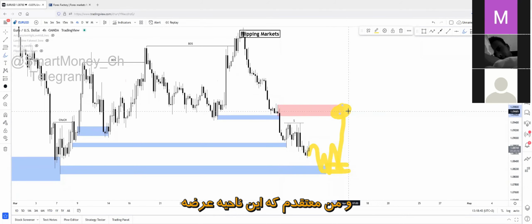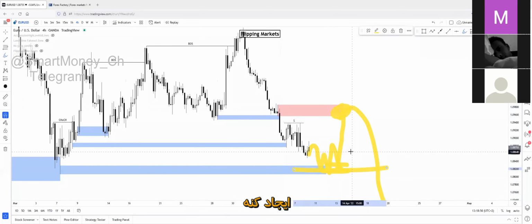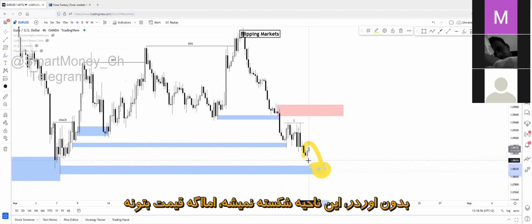And I believe this supply zone will be able to give enough fuel to price to actually reverse from this region and create a new low. Make sense? Without orders, this zone can be broken.